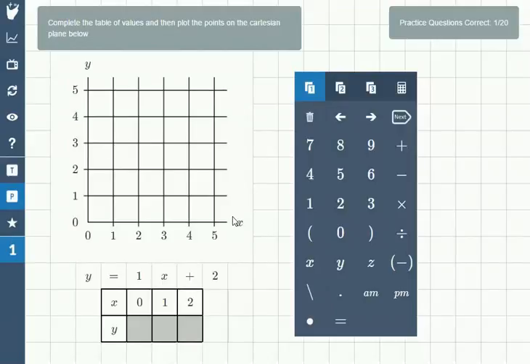To answer this question, we need to fill in a table of values and then plot those points on the Cartesian plane above. So we've been given a formula to help us fill in the table of values that says y equals 1x plus 2.